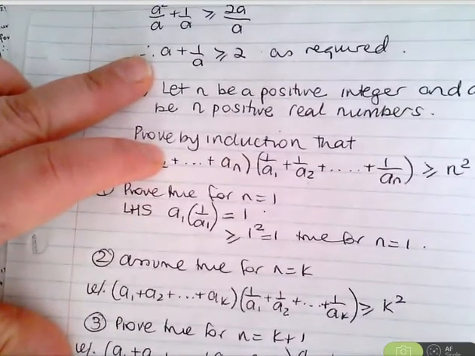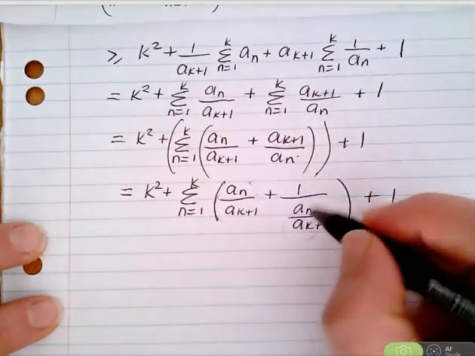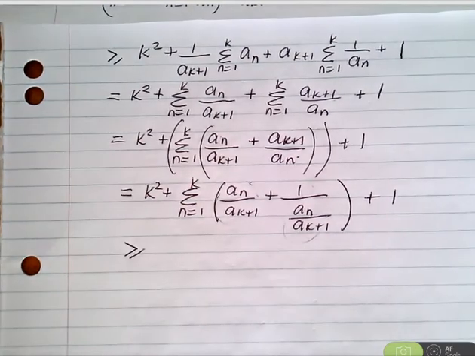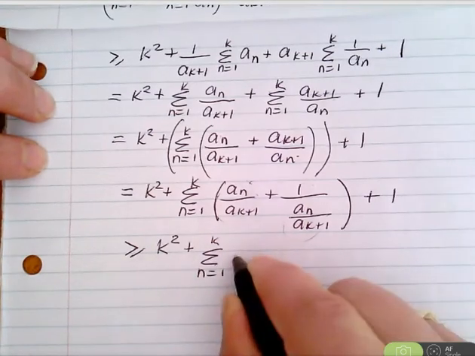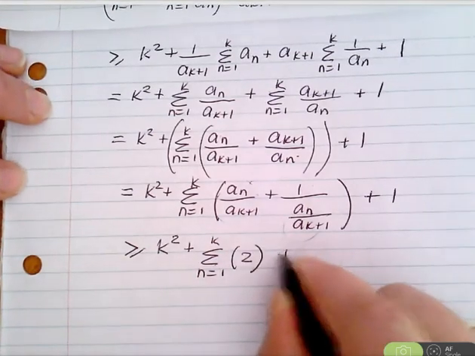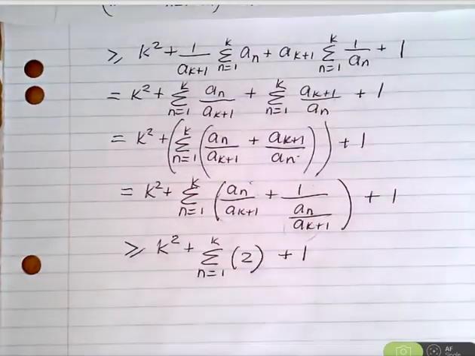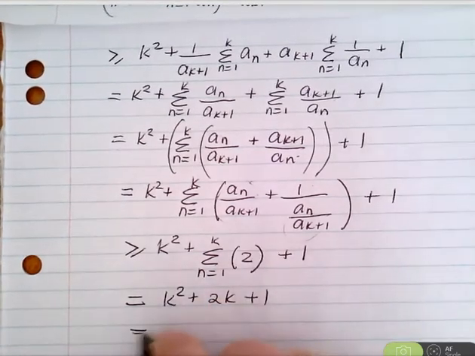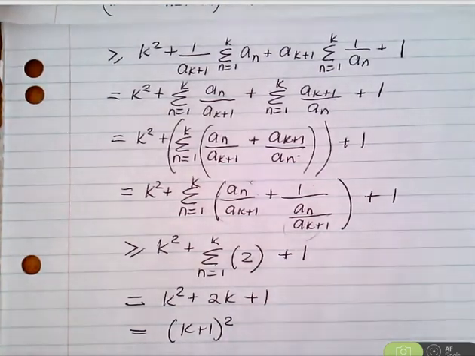In part 1, we know that a plus 1 on a is greater than or equal to 2. This is of that format, so this is greater than or equal to k squared plus the sum from n is 1 to k of 2, plus 1, replacing each term with 2. That gives k squared plus 2 times k plus 1, which equals k plus 1 squared. And therefore we have our desired result.